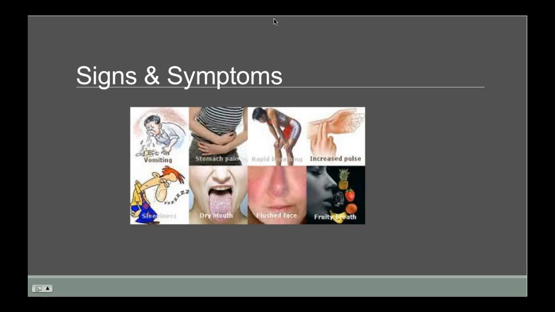Signs and symptoms of DKA include a blood glucose of greater than 250 milligrams per deciliter. Also fruity breath odor from the acetone. Ketones, which are excreted in the urine. This is a hallmark sign of DKA, and this is called ketonuria. You will also see glucose excreted in the urine, and this is glucosuria.